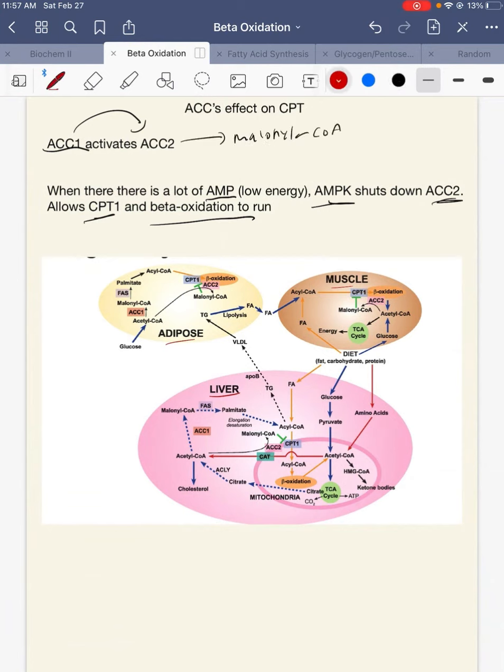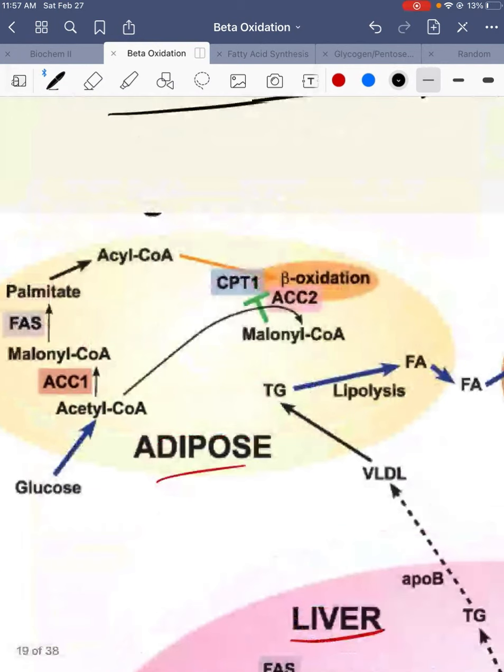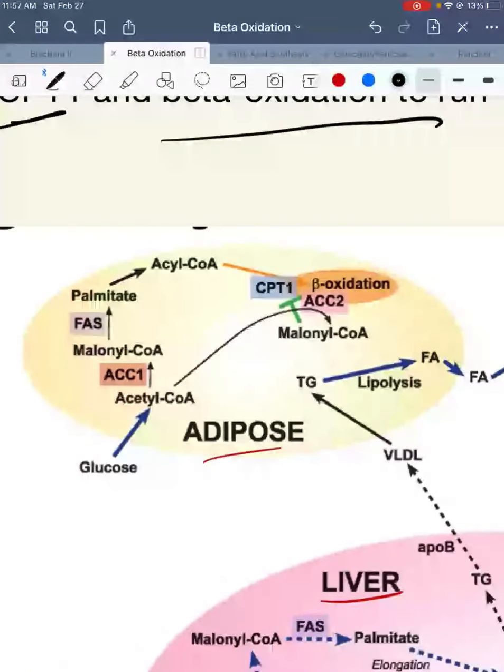And then malonyl-CoA can then inhibit CPT1. Let's zoom in here. So this would be, let's look at the adipose tissue, for example. So we have acyl-CoA. And then in order to run acyl-CoA into beta-oxidation, we need CPT1.